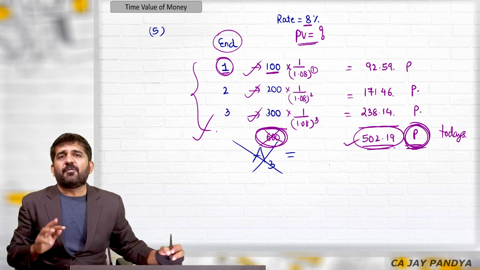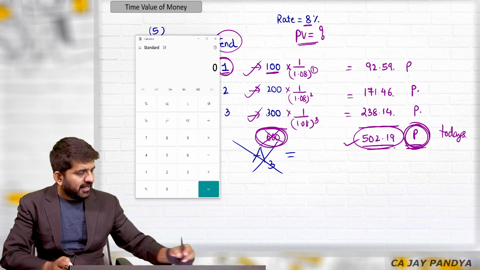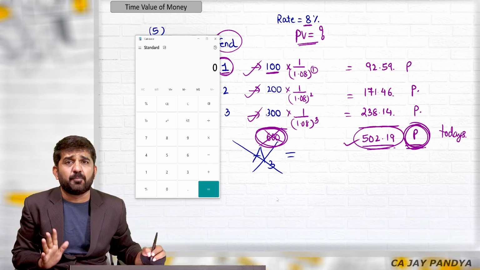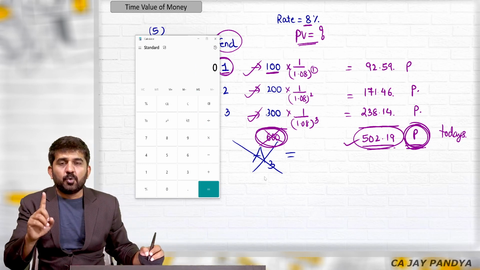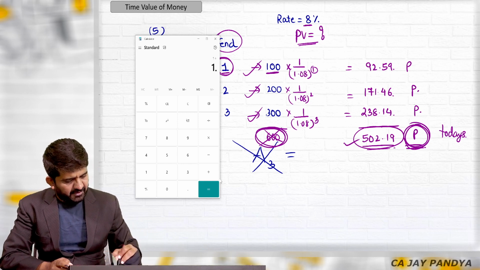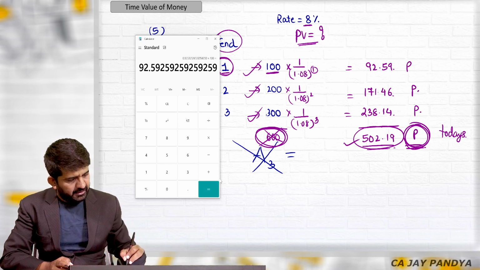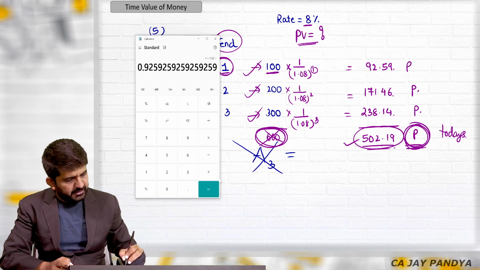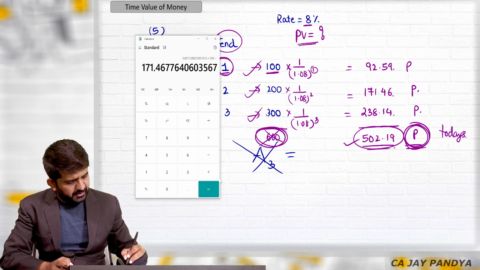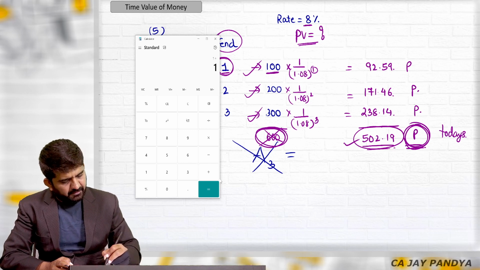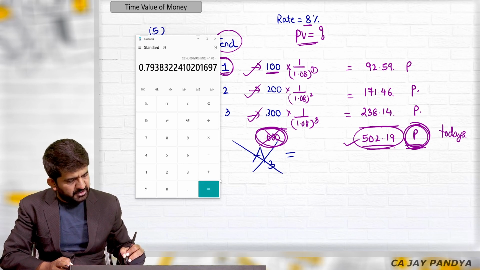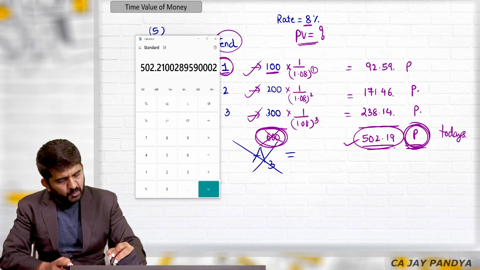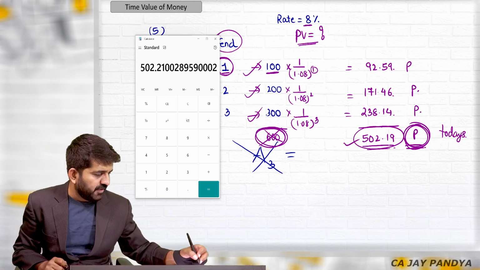Right. How to find it out by M plus? All of you should understand. I have done the total of these three figures. 92.59, 171.46 and 238.14 are not important for me. Still, I am writing it down. You can do it by M plus directly. 1 divided by 1.08 multiplied by 100, this is our first answer, M plus. 1 divided by 1.08 multiplied by 200, M plus. 1 divided by 1.08 multiplied by 300, M plus. If you do MRC, you will be getting the same answer of 502.19.